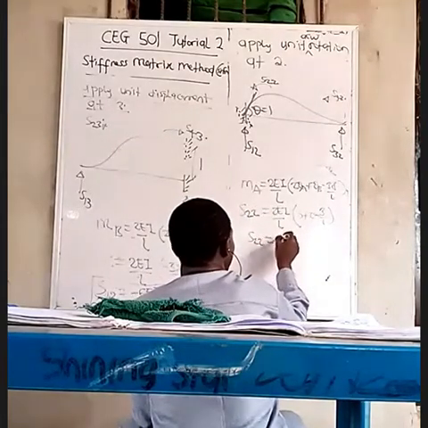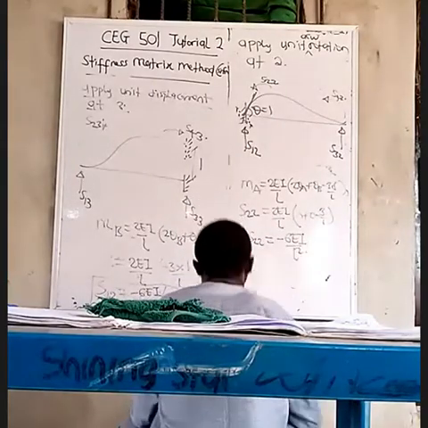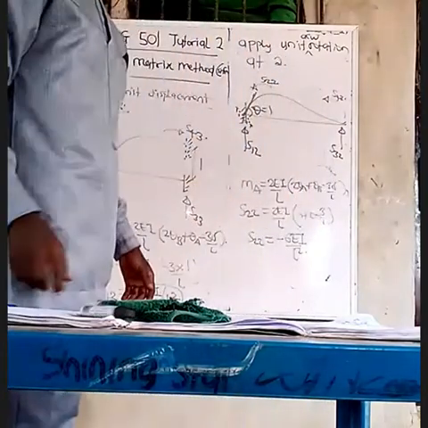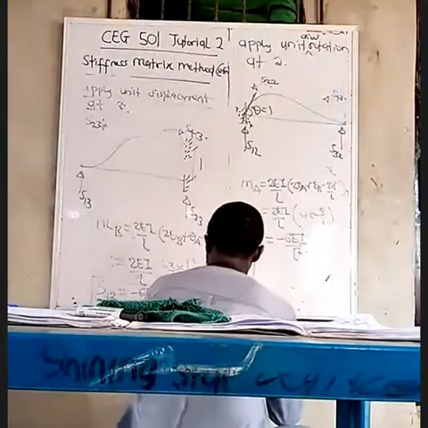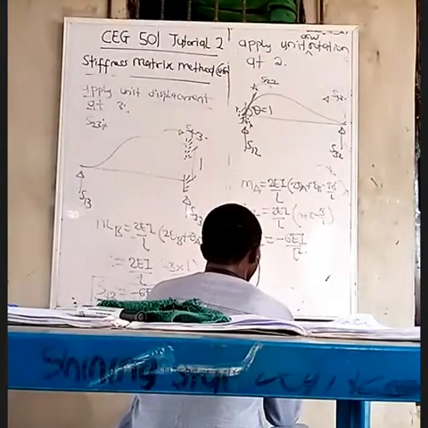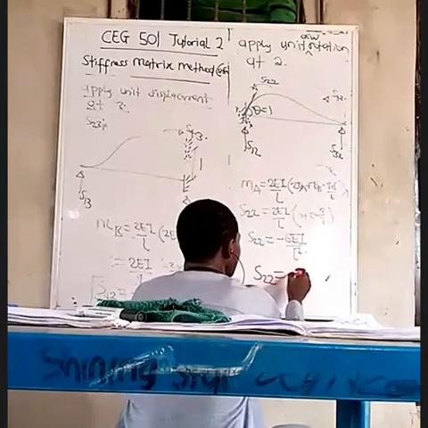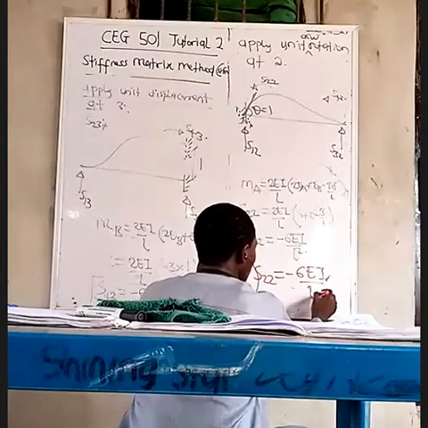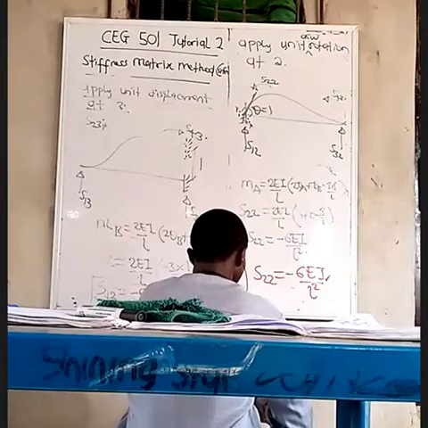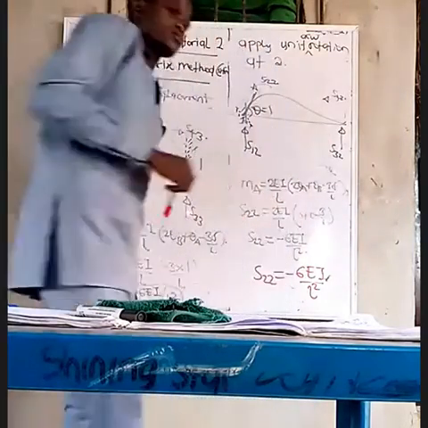This is fading. Yes. The marker is fading. Yes, sir. You can't see the board clearly anymore. Let's say we are sorry. Thank you. Okay, so S22 equals minus 6EI. I believe this is fine. Very fine.